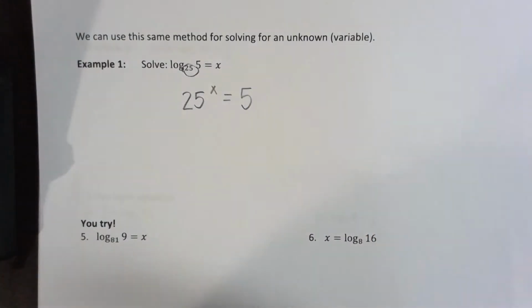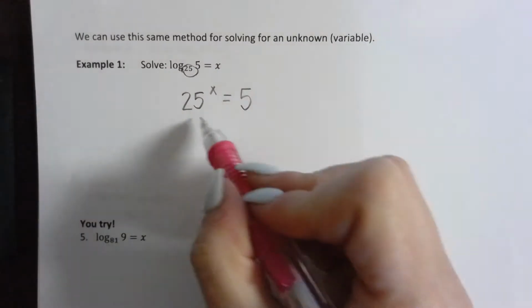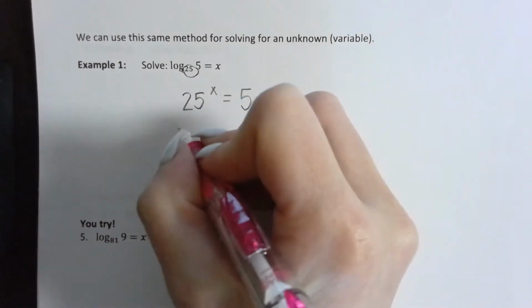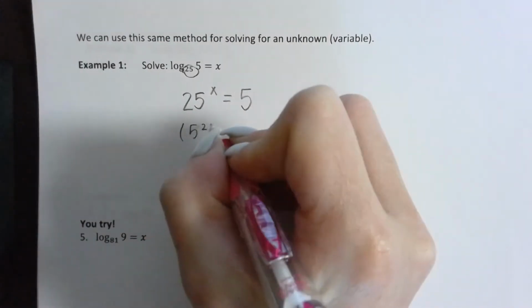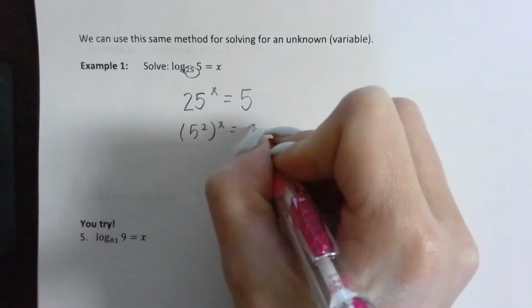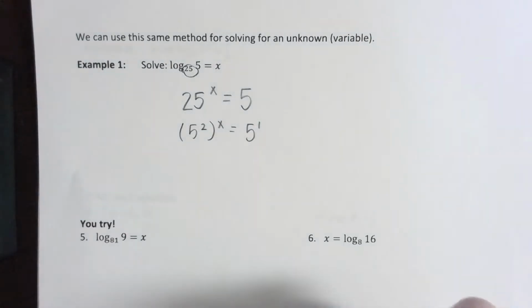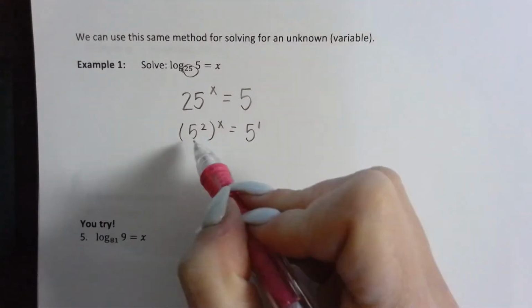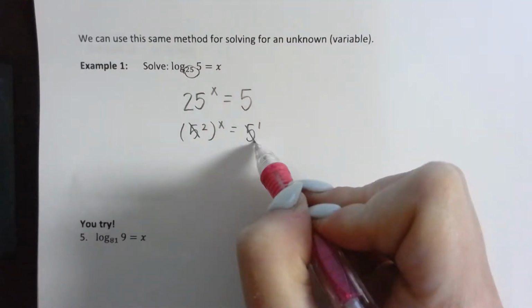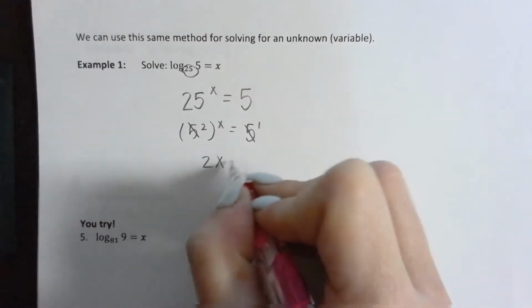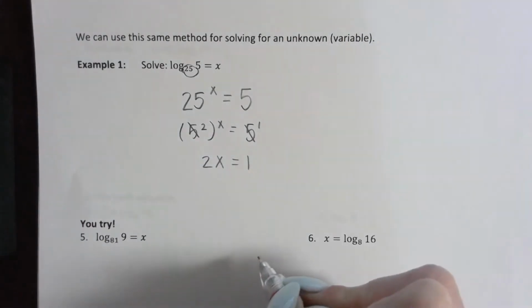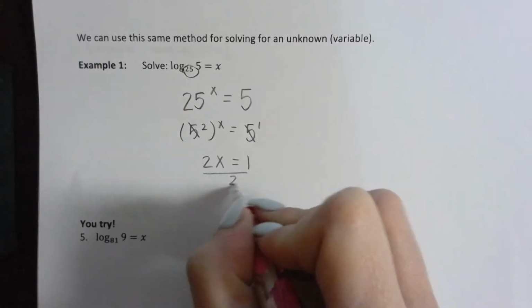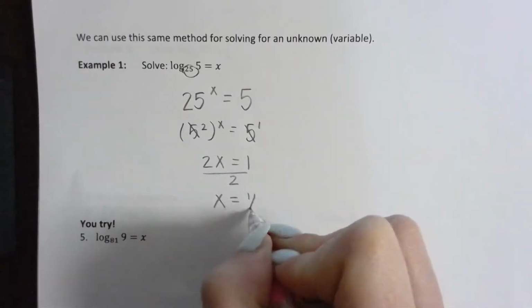Now we saw this last outcome. When my variable is part of the exponent, I will need to get my bases the same. 25 can break down into 5 squared, and if I leave 5 the same, it technically has an exponent of 1. Now that both sides of my equation have a base of 5, I'm able to cross them off, and I'm left with 2x equals 1. To solve for x, I divide by 2, and I get x equals 1/2.